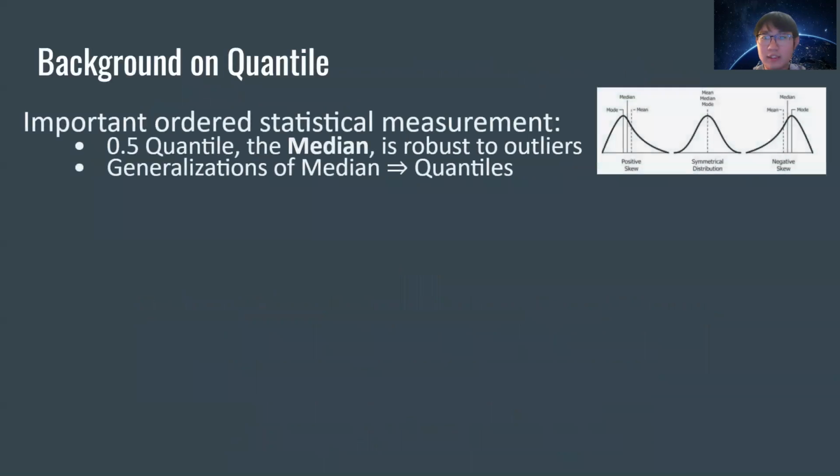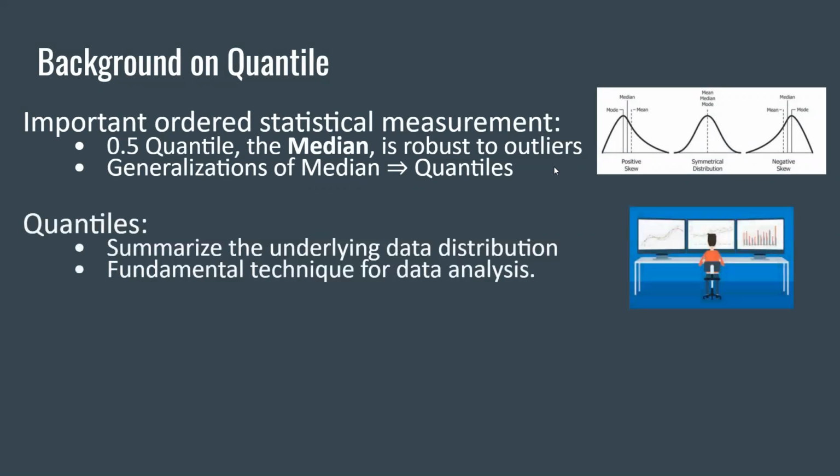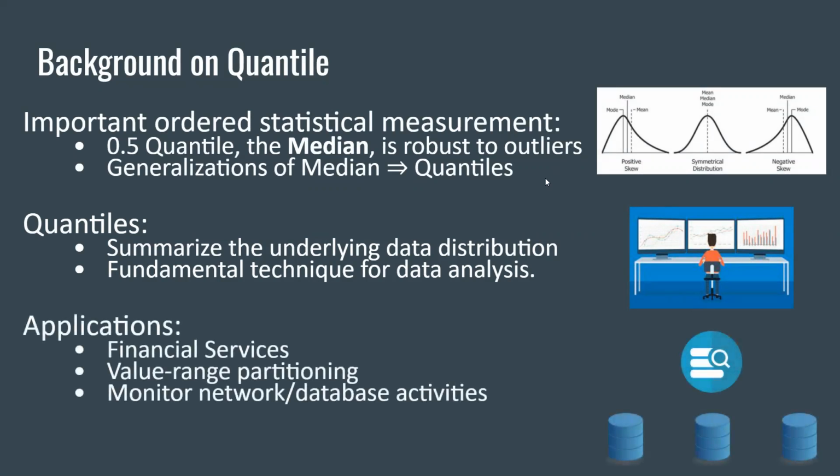Quantile is an important statistical measurement. The 0.5 quantile, also known as the median, is very robust. The generalization of the median leads to different quantiles. Quantile is a fundamental technique for data analysis, and it is often used to summarize data distributions. Some of the applications include financial services, value range database partitioning, and monitoring network and database activities.